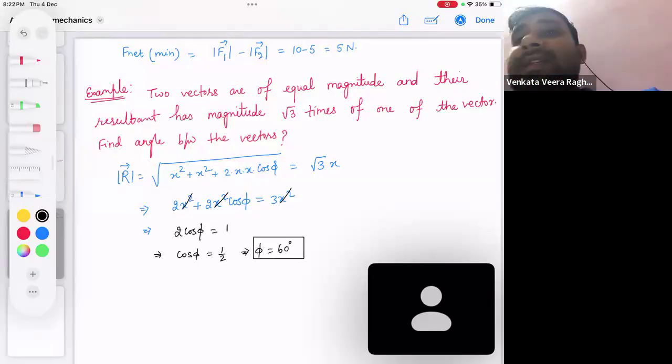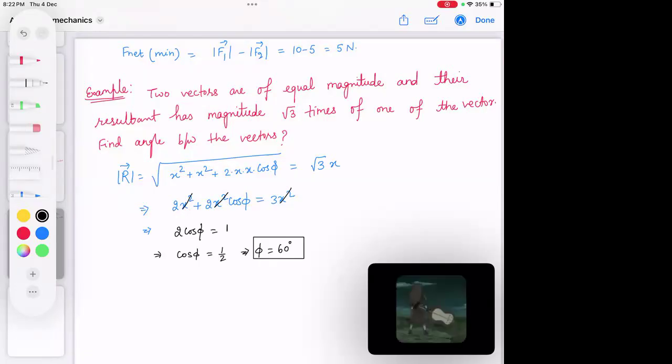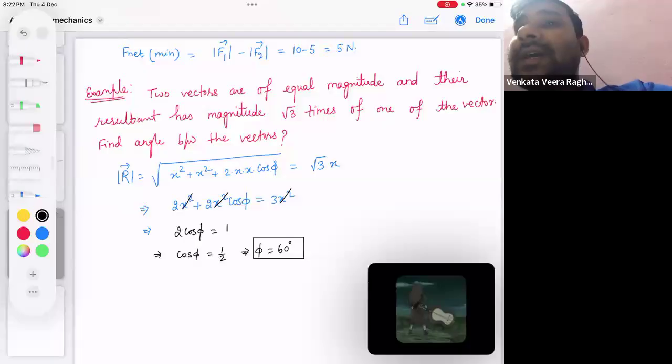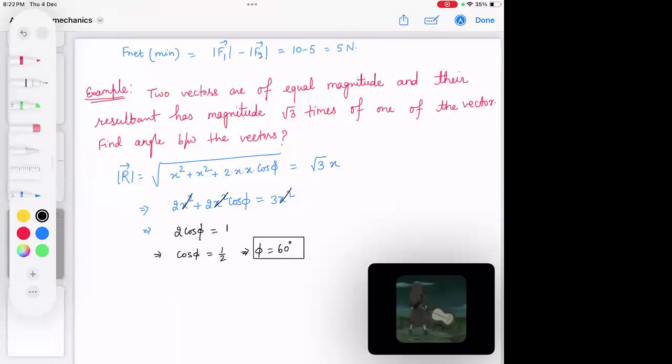So the question said that the two vectors are of equal magnitude and their resultant has magnitude root 3 times one of the vectors. That's how we found the angle between the vectors. Is that clear? Yes, sir. So this is about the addition of vectors, and the mathematical formula we derived for the addition of vectors is what we use in these questions. Is that clear? Yes, sir.